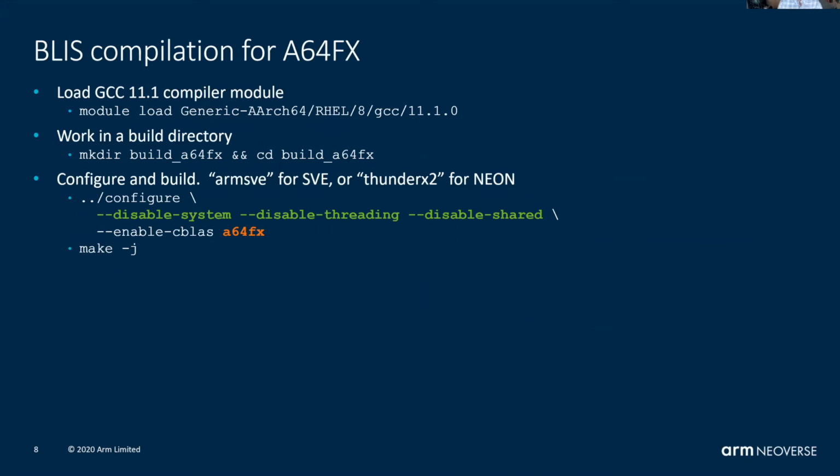How do we compile BLIS? So on the A64FX, I'm using the GCC 11.1 compiler, and I just make a build directory and then configure. I disable the system, disable threading, and disable shared, because that's the same thing I'm doing on the EBM simulation side. I also enable CBLAS just because I have some configs I wanted to play around with there. And I'm using the A64FX configuration. This, I understand, takes advantage of sector cache and provides SVE-based tuned kernels that use a minimum bit width of 256 bits. And then you just compile and run. That's the whole process for A64FX.